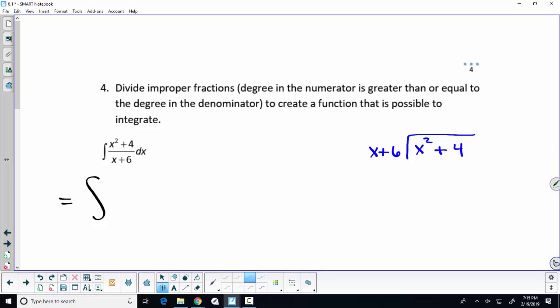Negative 6 times x is negative 6x. And then, wait, what am I doing? Right, but then what I do is I multiply by negative 1, and that way I can get positives, and I add that. What'd y'all get? X minus 2 with a remainder of 12. Say that again? X minus 2 with a remainder of 12.